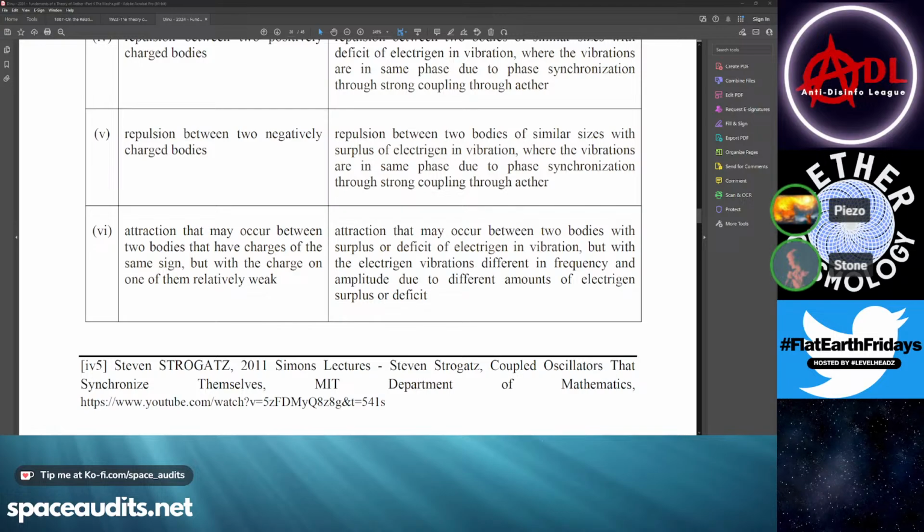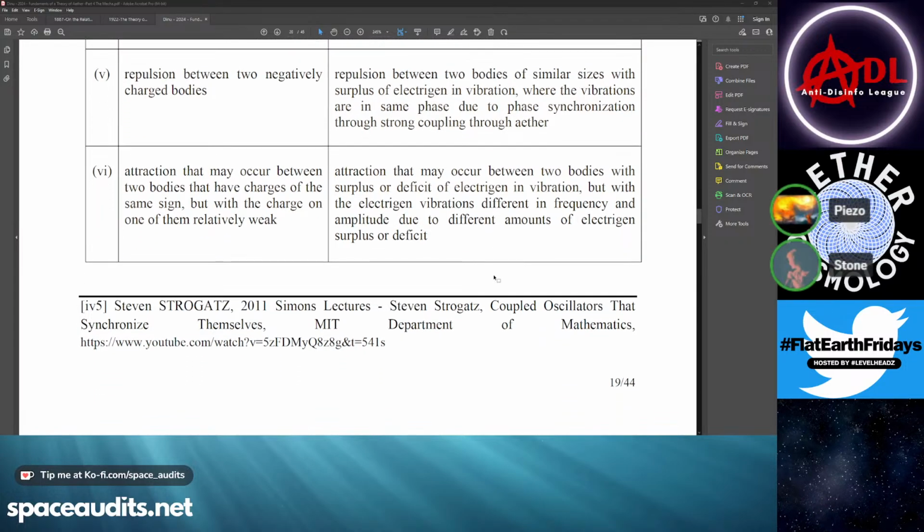Attraction that may occur between two bodies that have charges of the same size, but with the charge on one of them relatively weak. He says that the molecular model is attraction that may occur between two bodies with surplus or deficit of electrogen vibration, but with the electrogen vibrations different in frequency and amplitude due to different amounts of electrogen surplus or deficit.